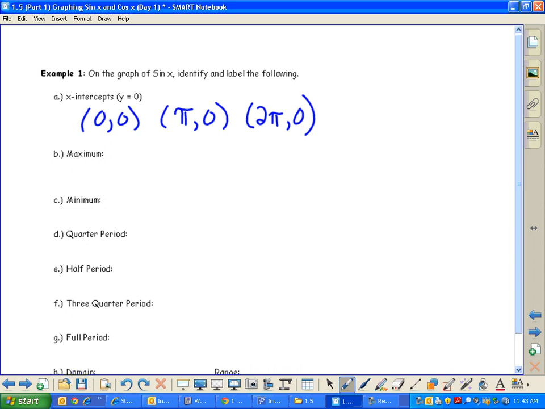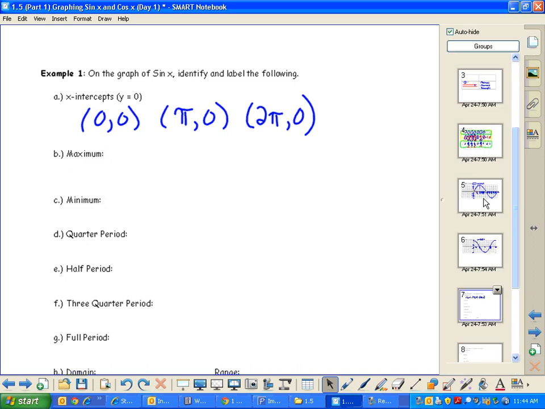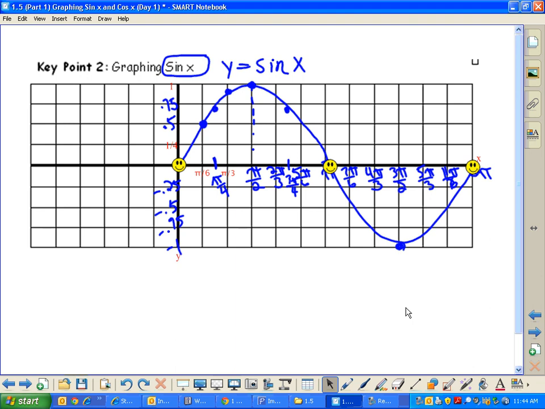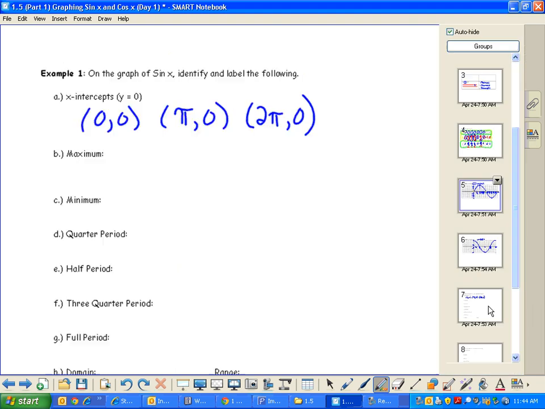Maximums are high points of the graph. Maximums are just points that are higher than all of the other points around them. So when I look at the sine of x, I see 1 peak. You see it? I see it. It's right there. Bam. Pi over 2, comma 1 is your maximum there.